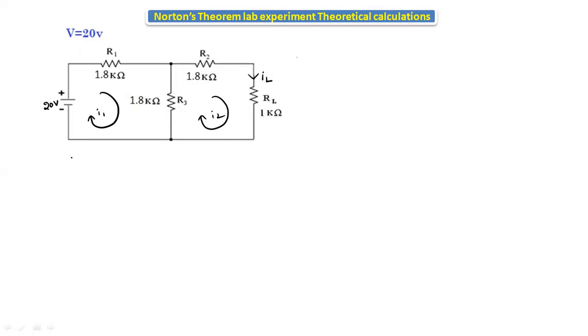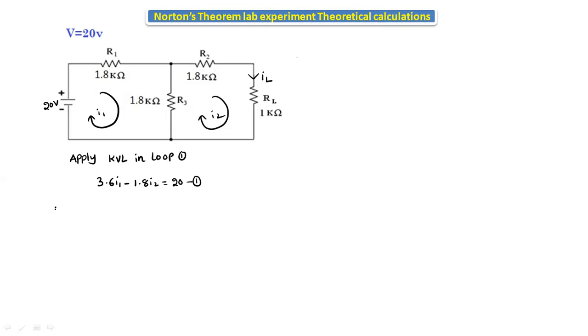If we apply KVL in loop 1, we will get 3.6 into I1 minus 1.8 into I2 is equal to 20. This is equation number 1.